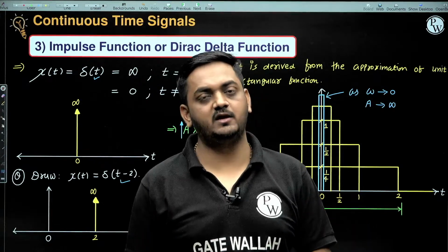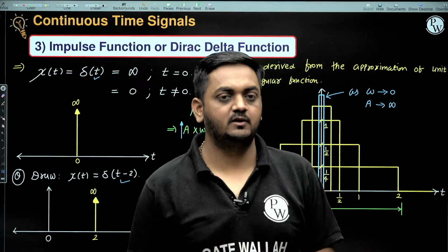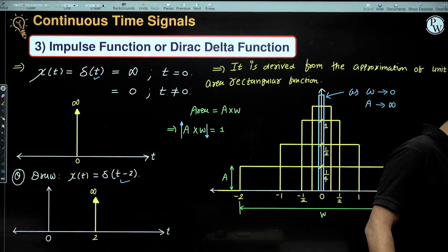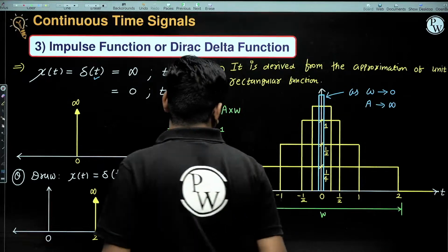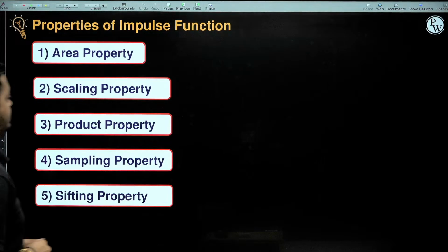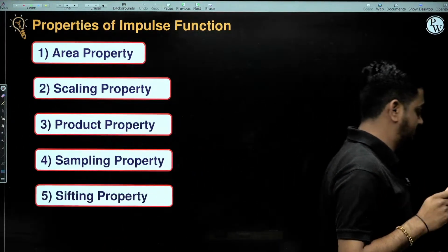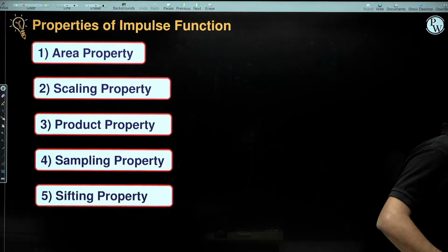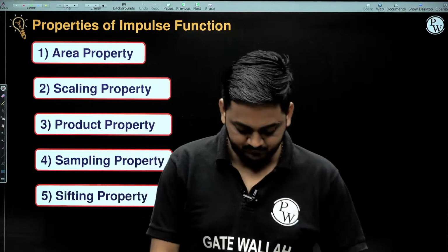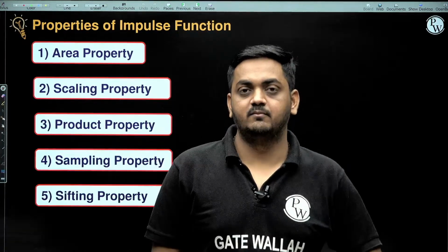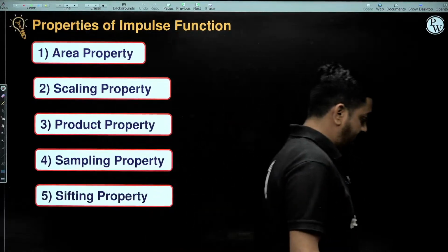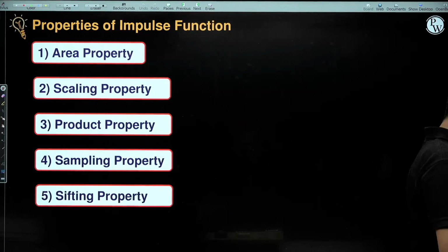Any doubt till here, guys? Tell me. You can write your doubt in the comment box, because this is very much important. Is this clear to each and everyone? Now, the important properties of the impulse function, this is very much important, guys. And the same thing is applicable for the discrete time impulse function also. Same properties. So if you have a doubt, then please ask.